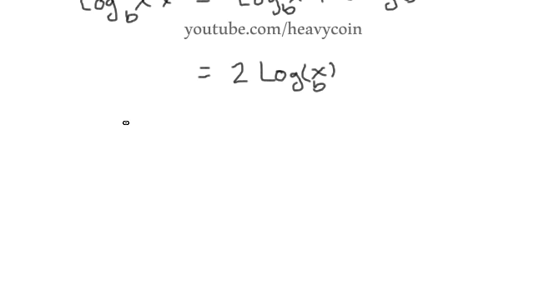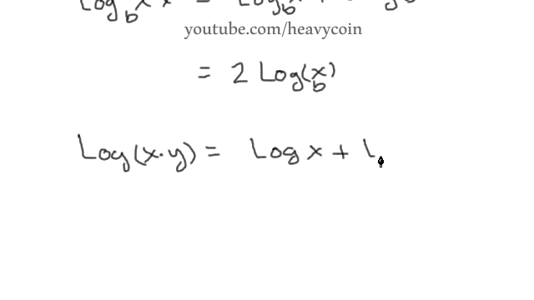Alright, if I had log of x times y, notice that nothing is written for the base, so we have to assume that there's a 10 there. If we don't write anything at all, that means there's a 10 for the base. We can expand this as log x plus log y. So you see, as in the previous problem, you can expand it that way as long as there are two variables that are multiplied together.